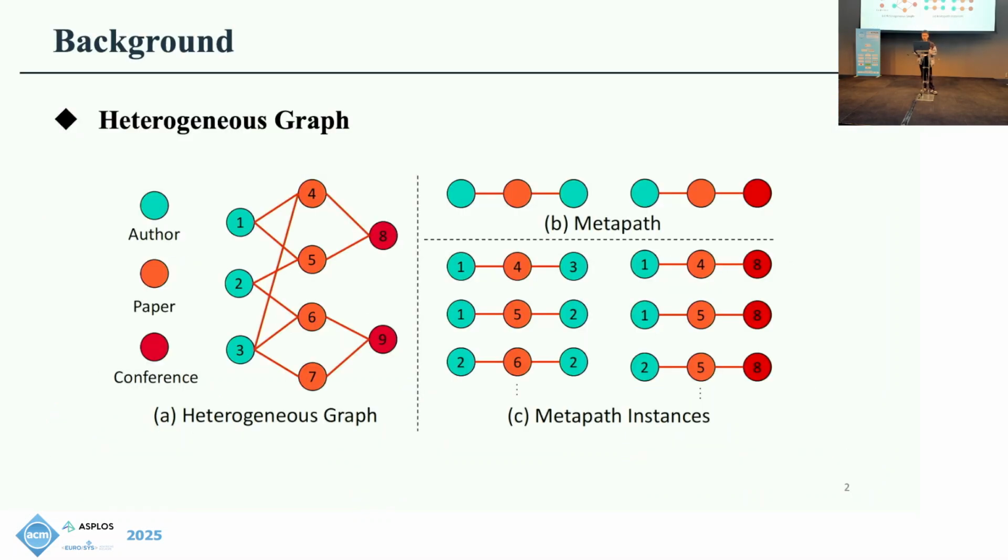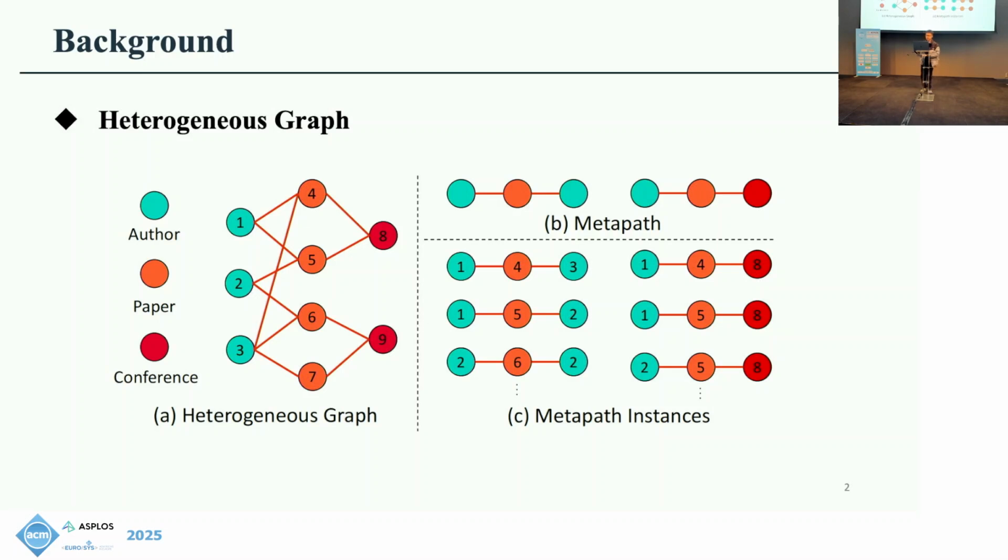The first to introduce is the heterogeneous graph. It is a special graph structure that contains multiple vertex types or edge types. For example, this figure shows a heterogeneous graph with 3 vertex types: author, paper, and conference.